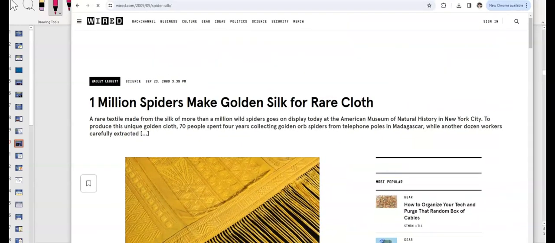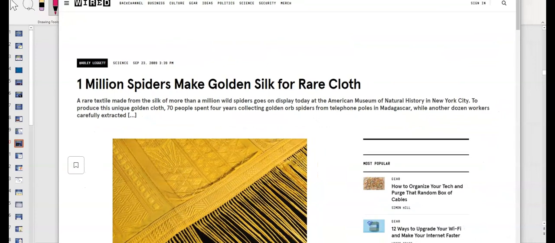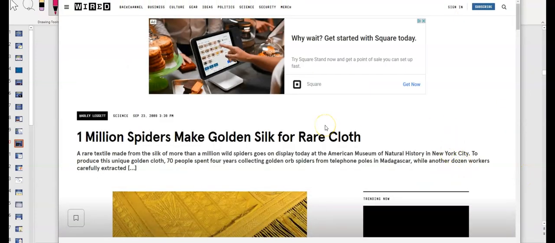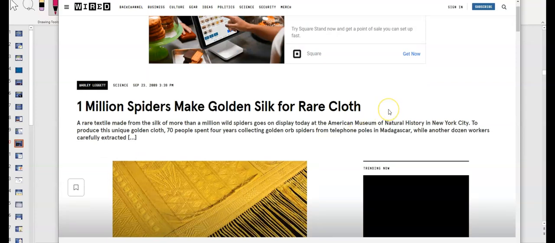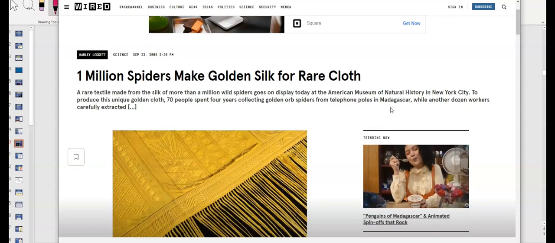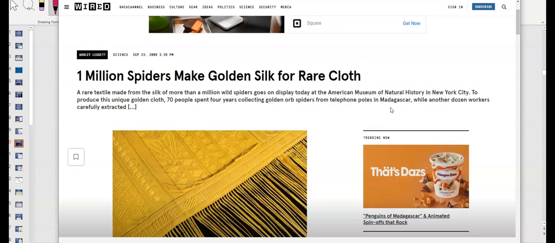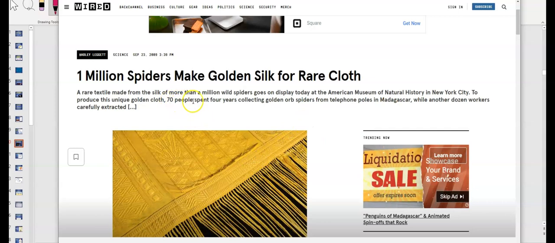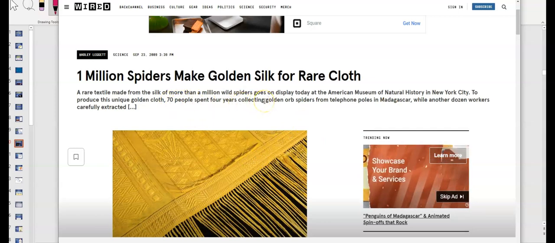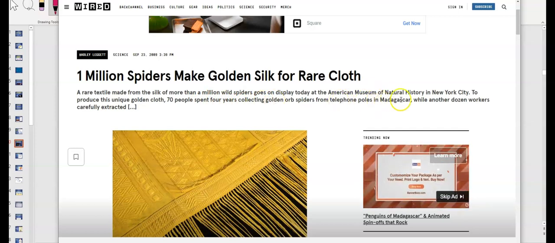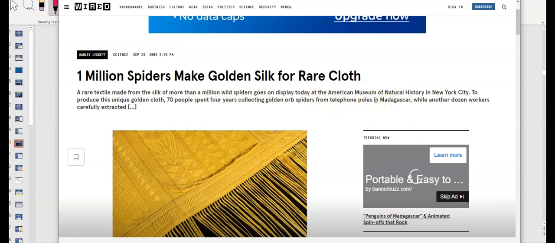Okay, I'm going to move this over here. Hopefully it picks this up. But anyway, all right, so here's an example. They did this as an experiment. They took spider silk and they collected it to make this cloth. So 70 people spent 4 years collecting spider silk from golden orb spiders. These are Madagascar spiders. They collected them from telephone poles in Madagascar.